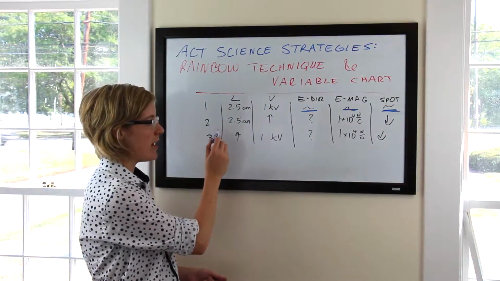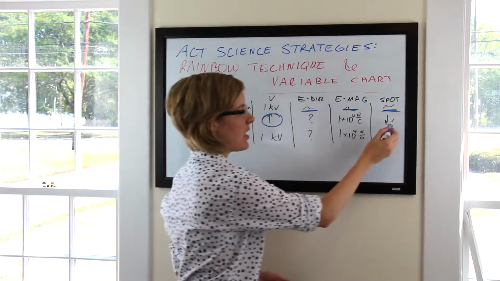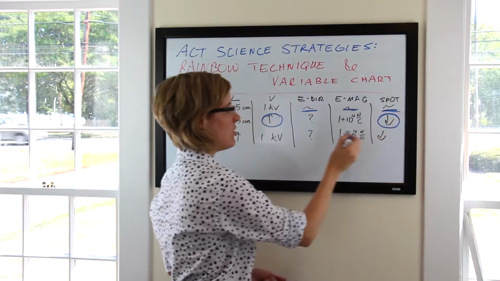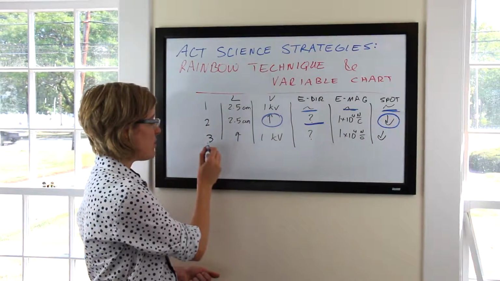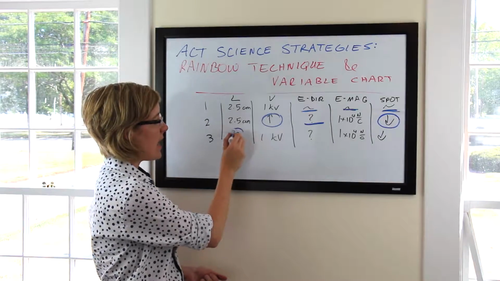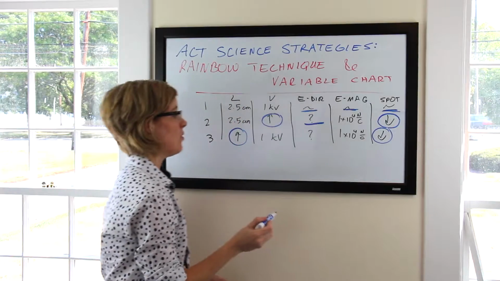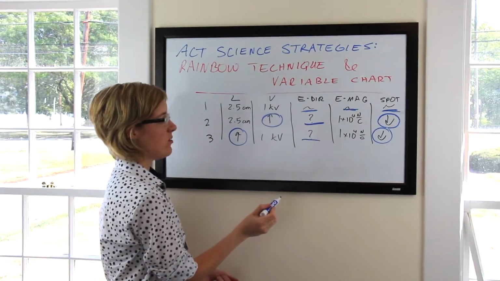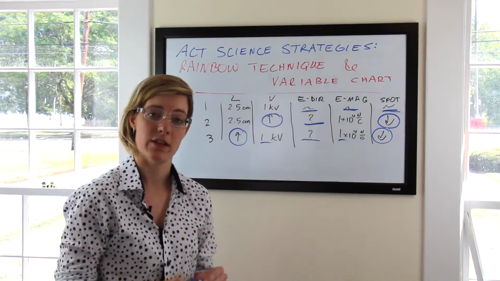And then as a second trial, you'll see that when voltage goes up, the location of the spot goes down, and we don't know the electric field direction. In the same way, in study 3, when L goes up, the location of the spot goes down. We don't know the electric field direction, and V and electric field magnitude are held constant.